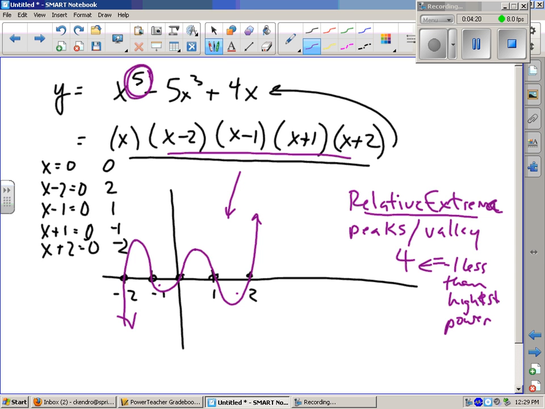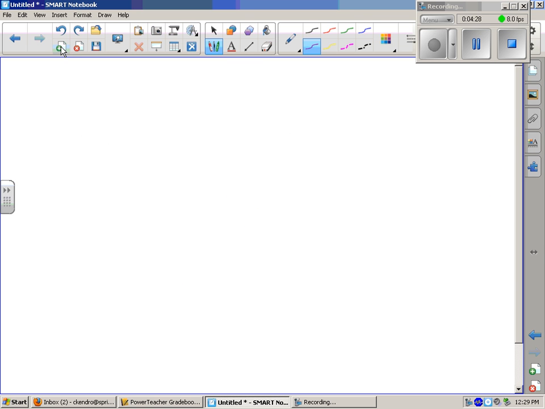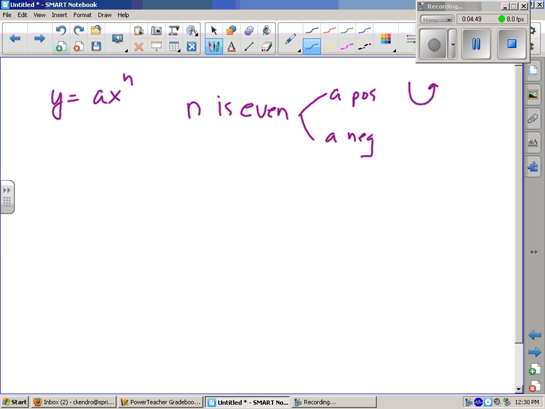All right, now let's write down some rules for how I knew this arrow was going down, this arrow is going up. So you have your general equation, y equals ax to the n. First thing, if that exponent is even, 2 things can happen. A can be positive or A can be negative. If A is positive, then both arrows are going to be going up. If A is negative, both arrows going down. Just remember, you have to have a positive attitude, you'll be smiling. Negative attitude, you'll be frowning.